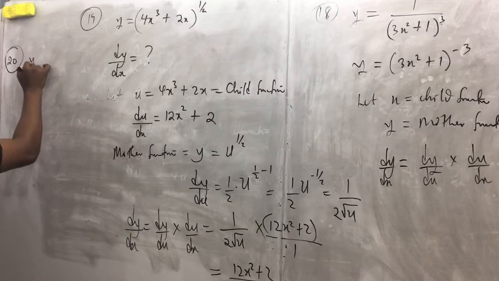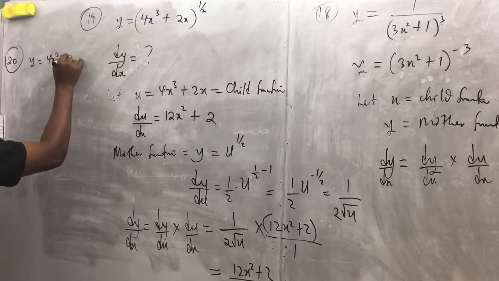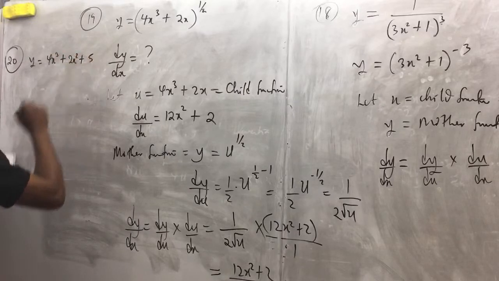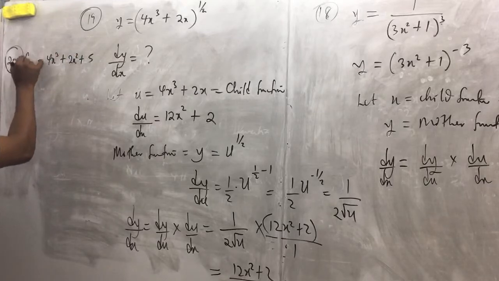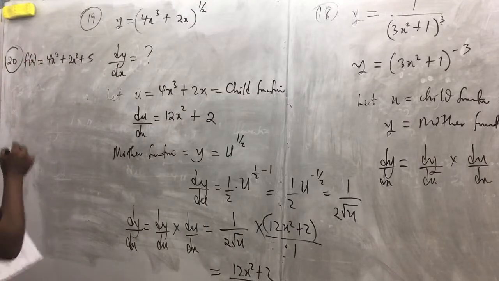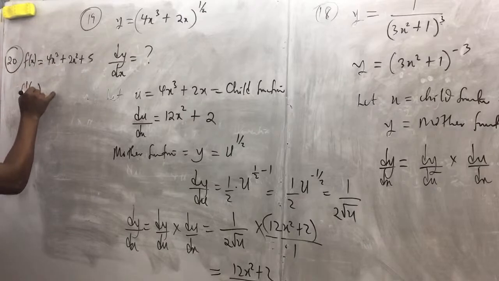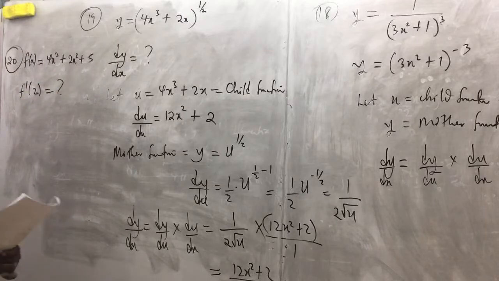So we are given y equals 4x cubed plus 2x squared plus 5. I love this question. You are given f of x equals this function, and you're asked to find f prime of x, f prime of 2. Now, what is the idea for solving a problem like this?